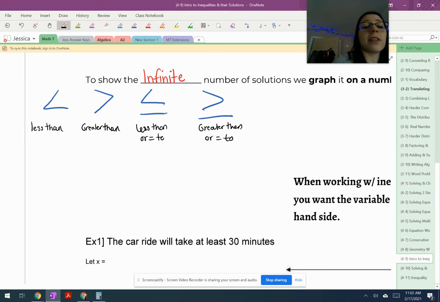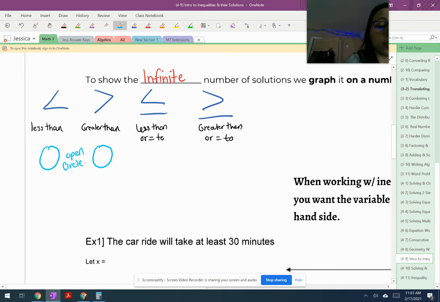So when you are graphing the infinite number of solutions on a number line, if you're dealing with an inequality that has a less than or a greater than symbol, you are going to use open circles, or circles that are not filled in. When you are graphing inequalities that have the or equal to component to it, so less than or equal to and greater than or equal to, you are going to use filled in circles.